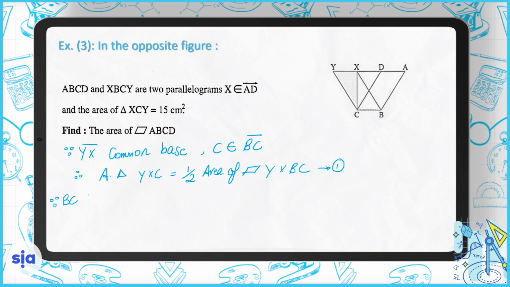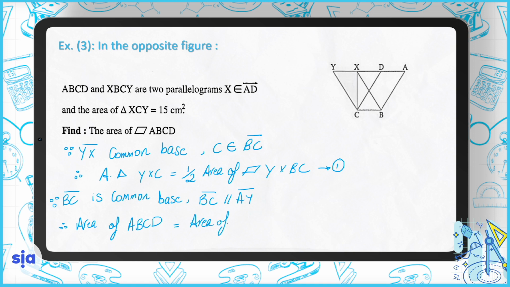Since BC is the common base, where BC is parallel to AY, therefore the area of the parallelogram ABCD is equal to the area of the parallelogram XBCY. We're going to call this number 2.